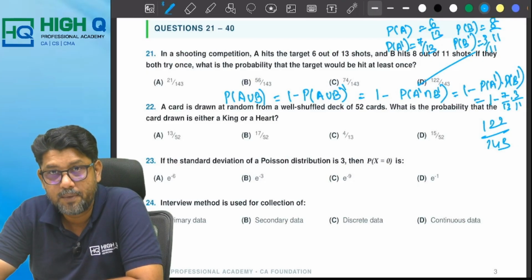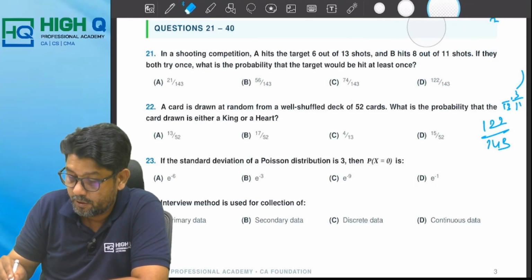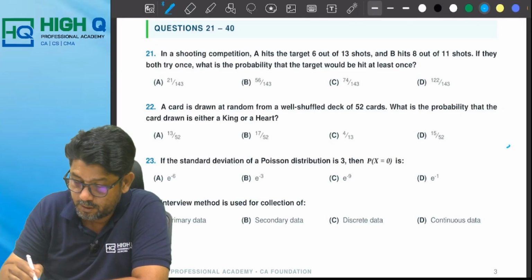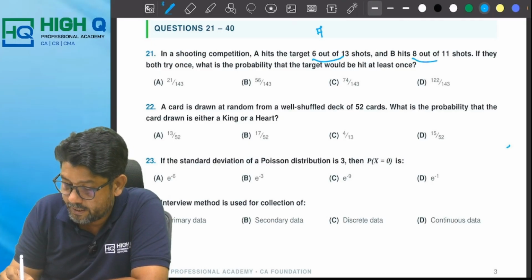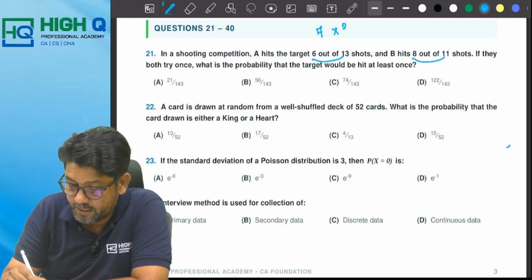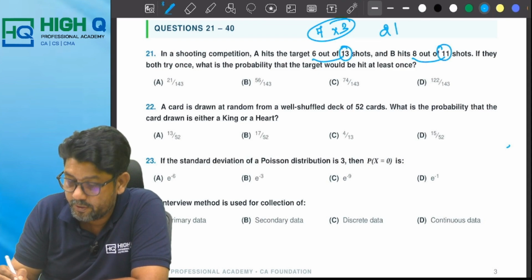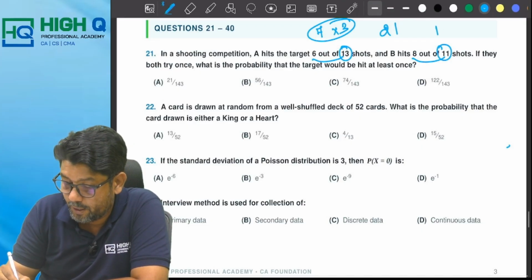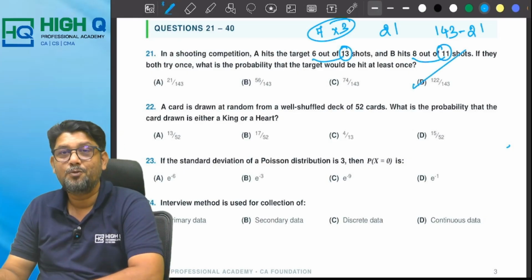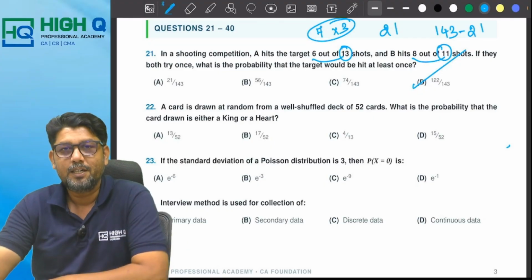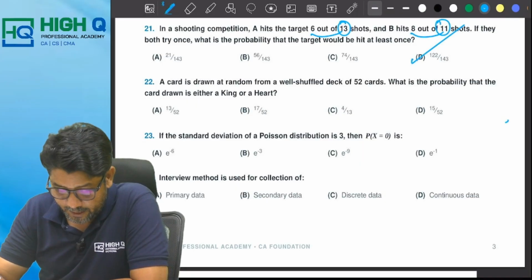If you are smart enough, if you have more practice, even this much step is not needed. What you can do is, look at this, my dear. 6 and 13, difference is 7. 8 and 11, difference is 3. 7 threes are 21. Now total 13 into 11, which is nothing but 143. So 143 minus 21 is going to be our numerator. That is my favorable outcome. This way also we can do it, my dear. So if you're smart enough, you can proceed like this.